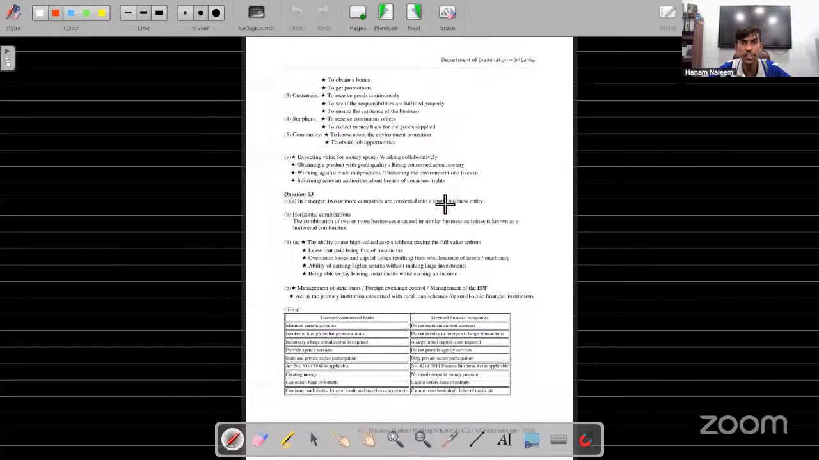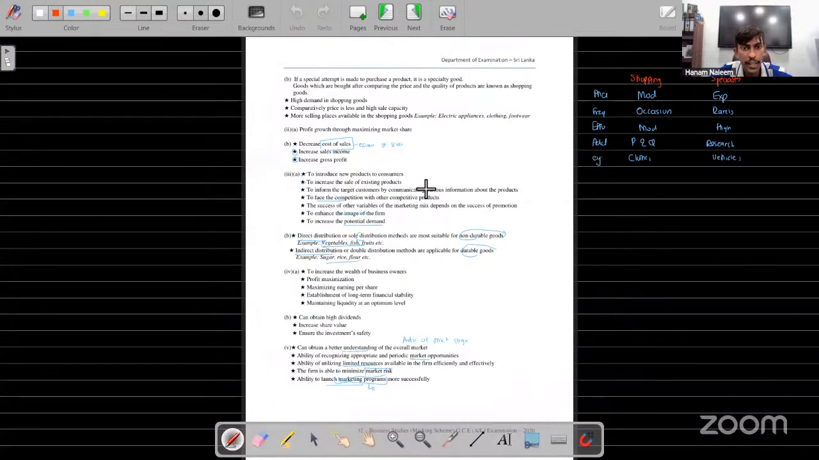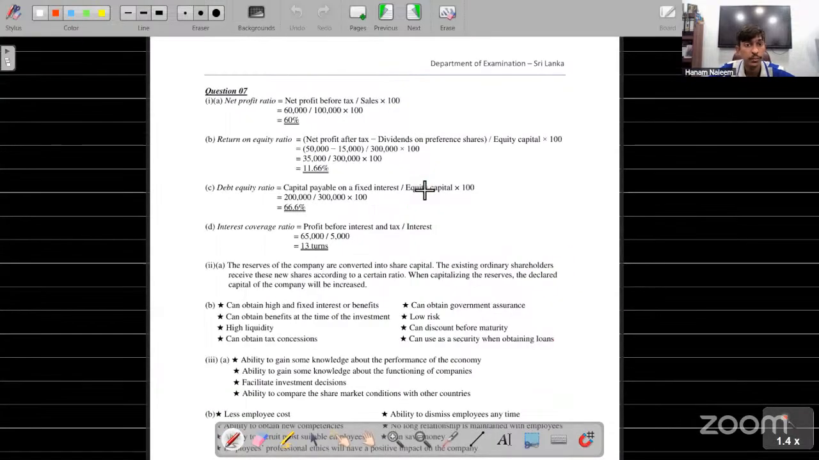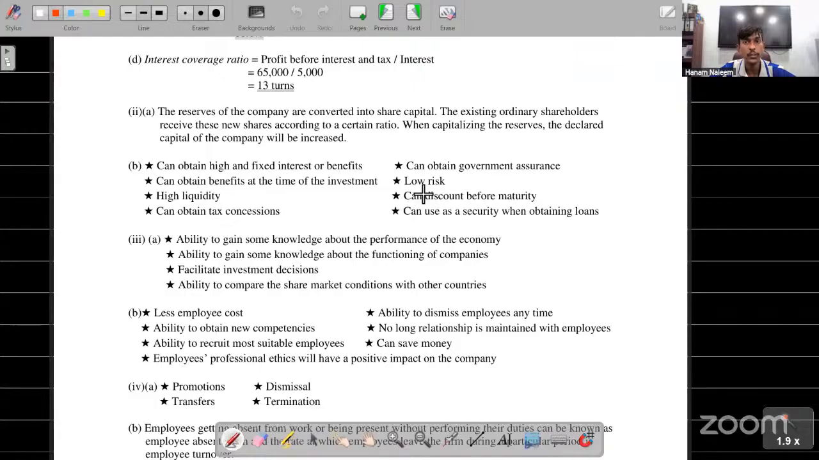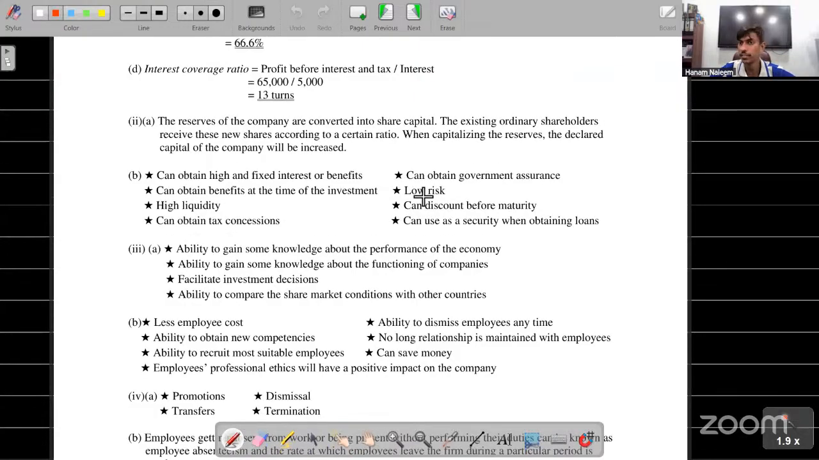Okay, so I'll just show you the definition they have given for that. Capitalization of reserve. But that's only a part of the definition, Fatima. You have to write the other thing also, converting the reserves into capital. The reserves of the company are converted into share capital. Okay, so that's a very key important definition. So only the existing ordinary shareholders receive these new shares according to a certain ratio. So they don't just give a bonus. If they want to give a bonus, they go with a ratio. They say if we have 5 shares, we give 1 share as a bonus. And also when capitalizing the reserves, the stated capital of the company will increase.